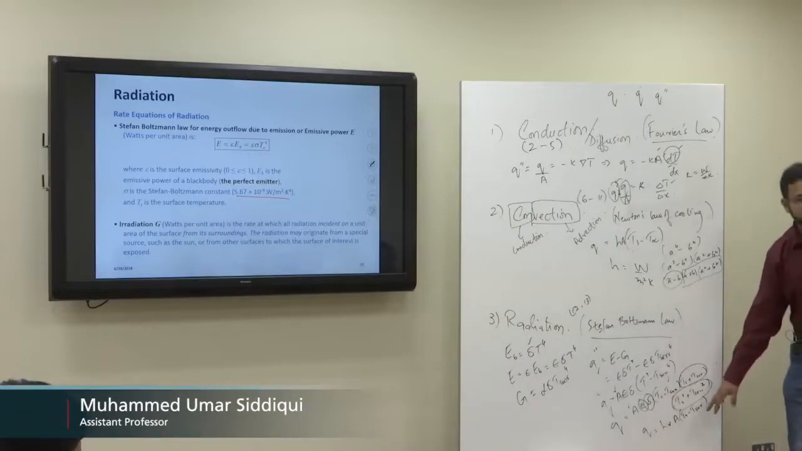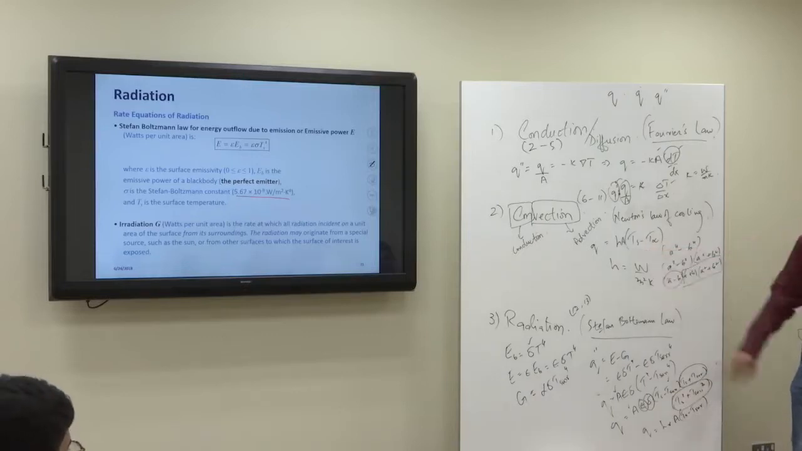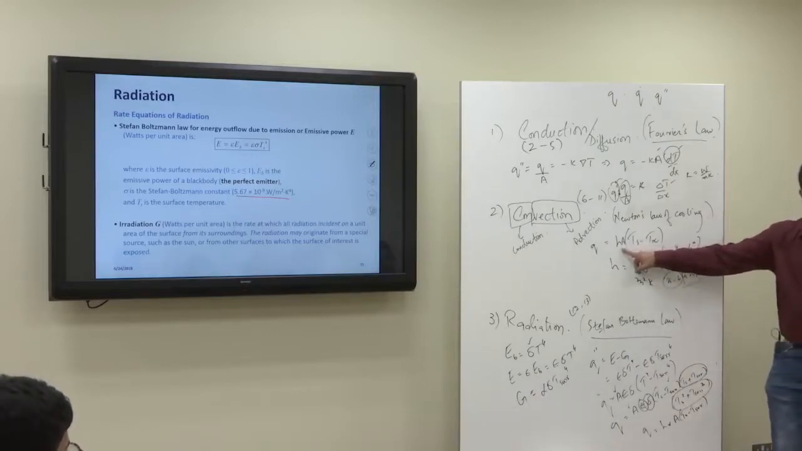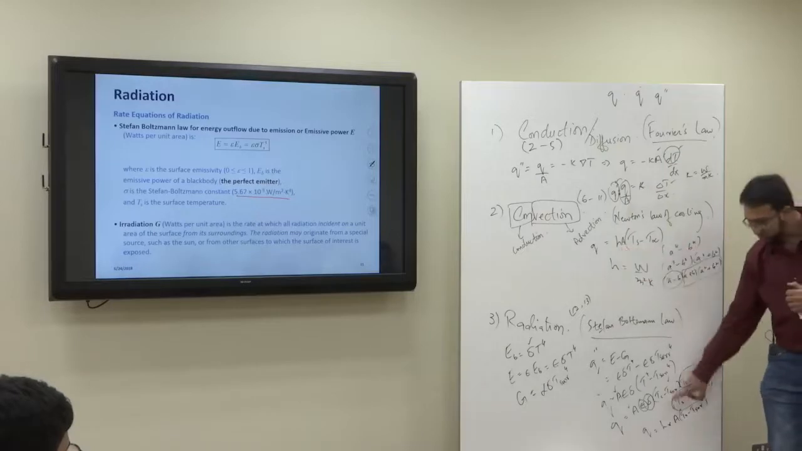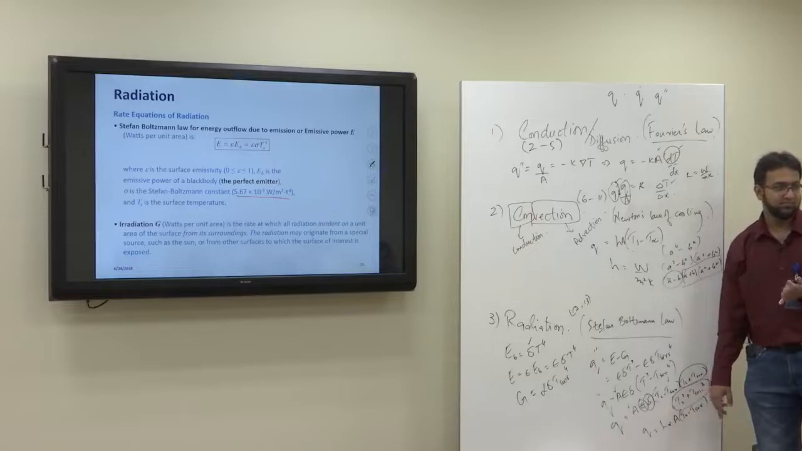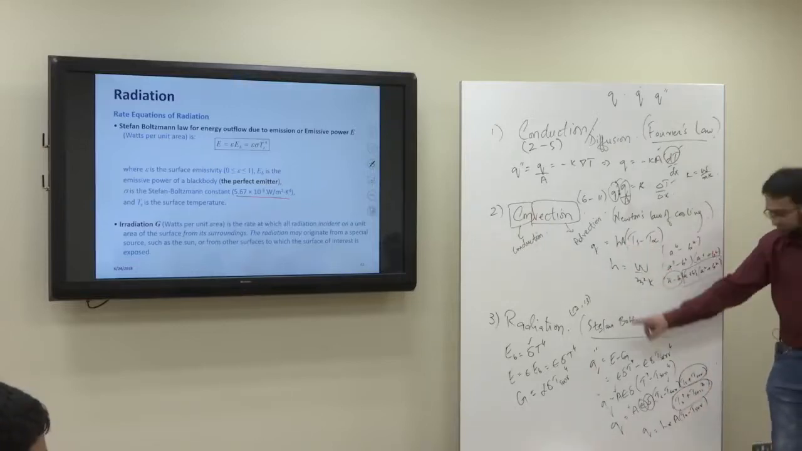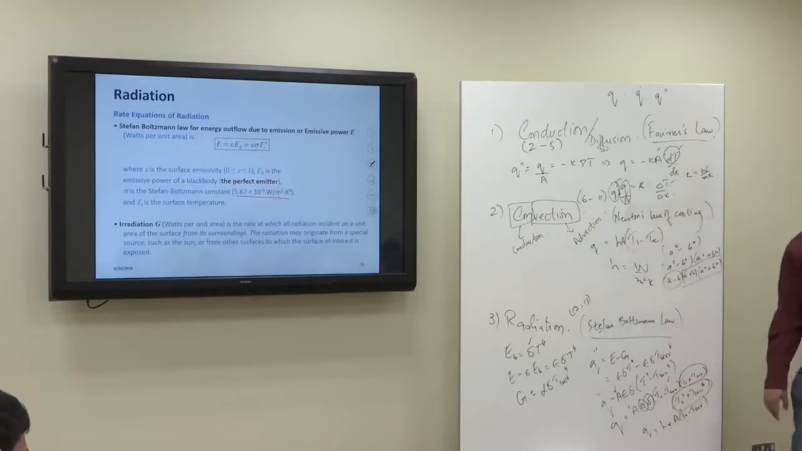Just this is mathematical manipulation. I want to write this thing in a similar format as this thing. So that was the convective heat transfer coefficient. Now this is not convection, this is the radiative heat transfer coefficient. That was convective. This is not convective, HR is the radiative heat transfer coefficient. Is it clear?